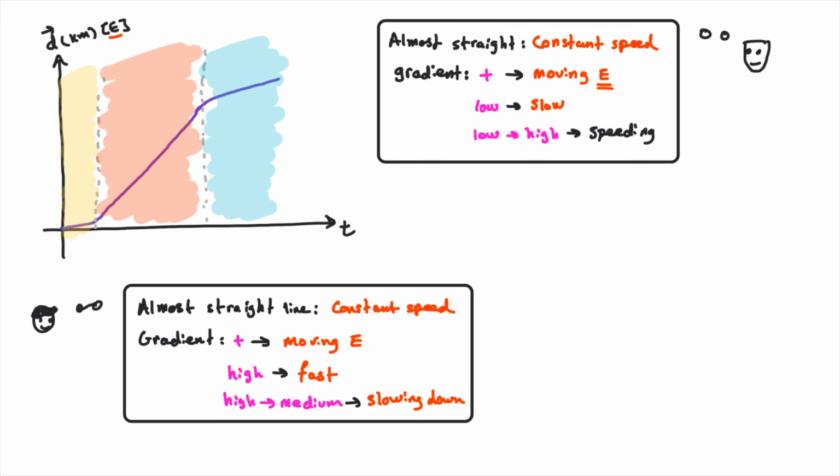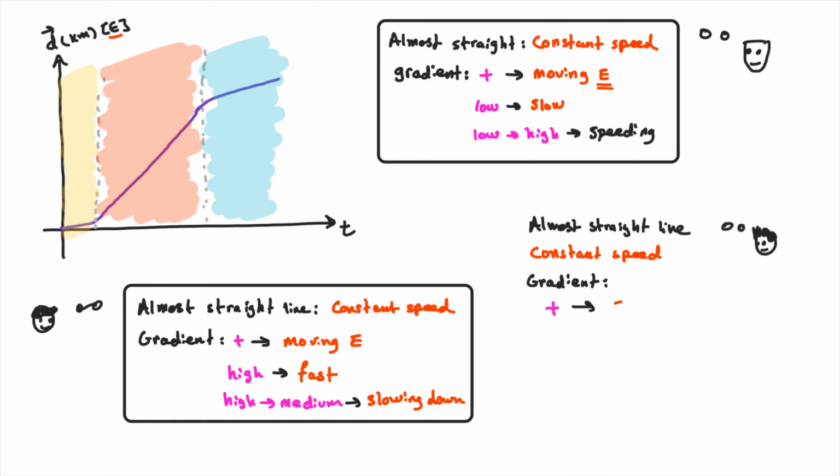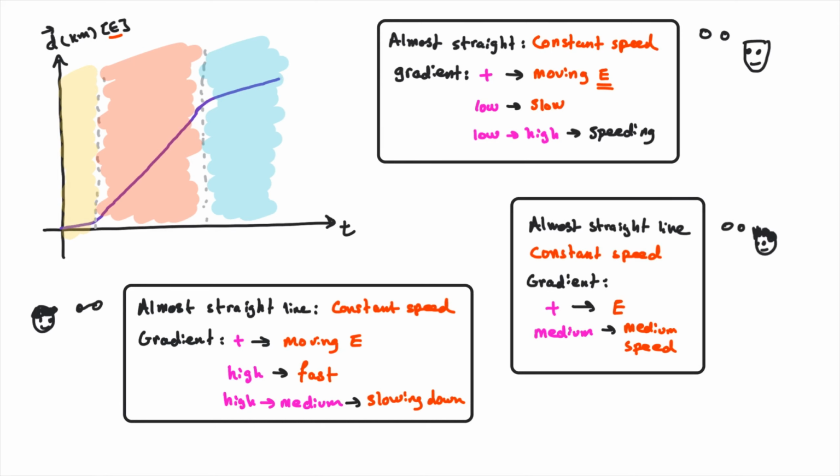Jackie said that during the run, the line is almost straight, meaning a constant speed. The gradient or slope is positive, meaning that she is traveling to the east. The steepness is medium, meaning a medium speed compared to swim and the bike ride. This ended up the lesson for today.